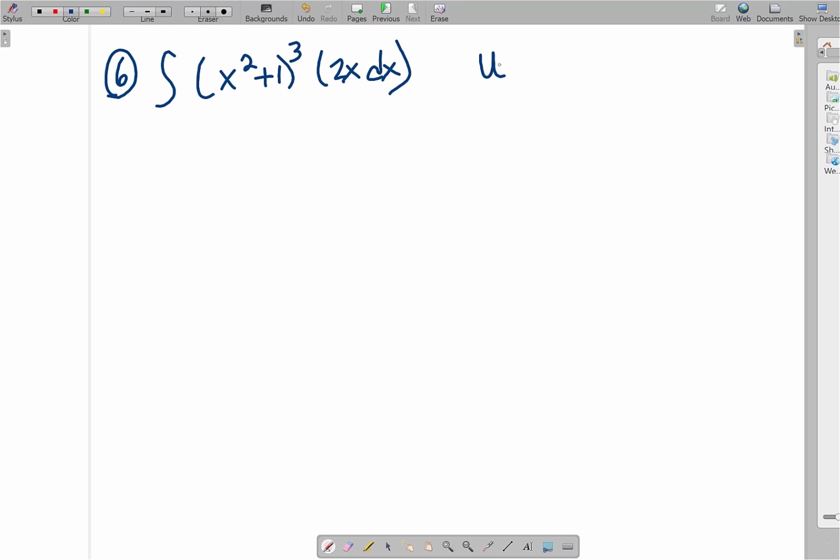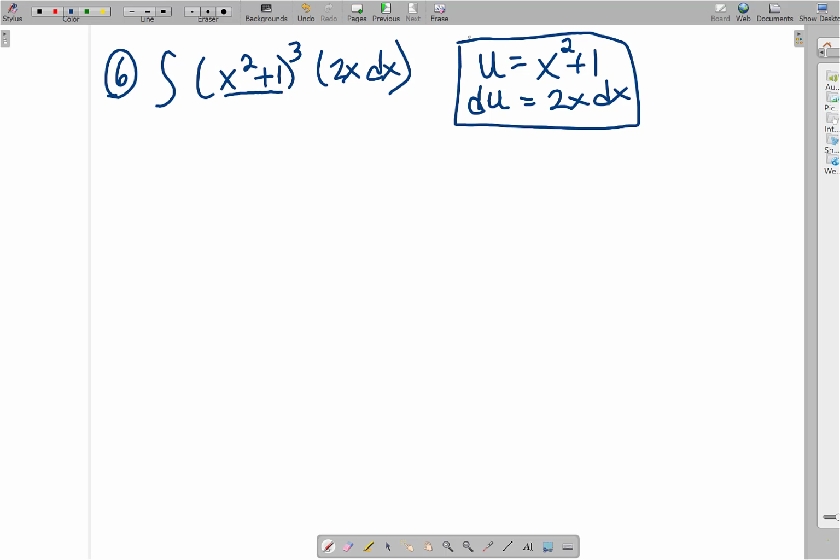I'm going to let U equal whatever's inside here, x squared plus 1. Now, if that were the case, tell me, just go back to our derivative. What would the derivative of this be? It would be what? 2x dx. Okay, we're going to use this information to rewrite this problem. So I'm going to rewrite this problem as take the antiderivative. Now this x squared plus 1 is u, so I'm going to write u to the third, and then notice the 2x dx is what? du.